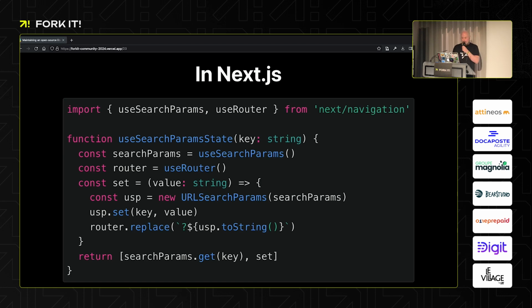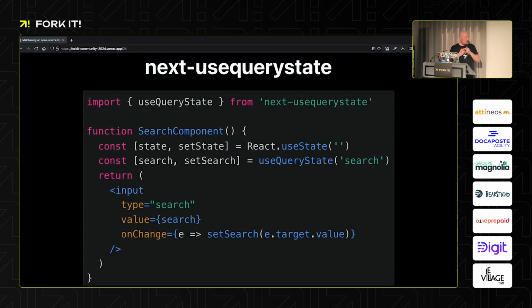So I ended up putting this on NPM, and I realized that my presentation is desynchronized. There we go. On NPM, a library for Next.js, named after the hook that it implements, useQueryState.